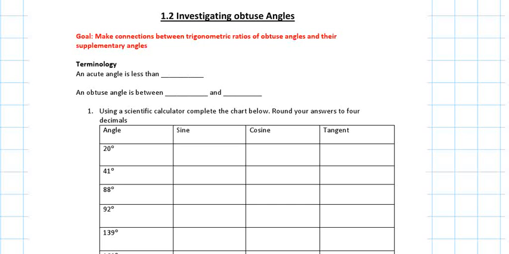So supplementary angles are angles that add up to make 180 degrees. Okay? So if A and B are supplementary angles, that means if I add A and B, it's going to equal 180 degrees.